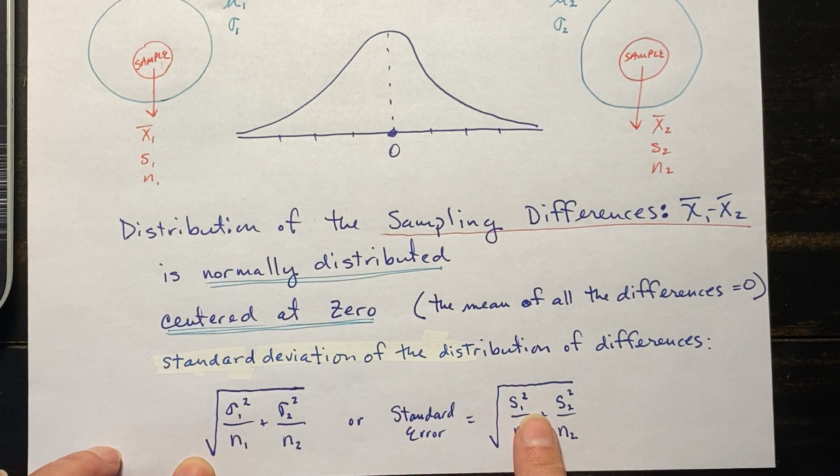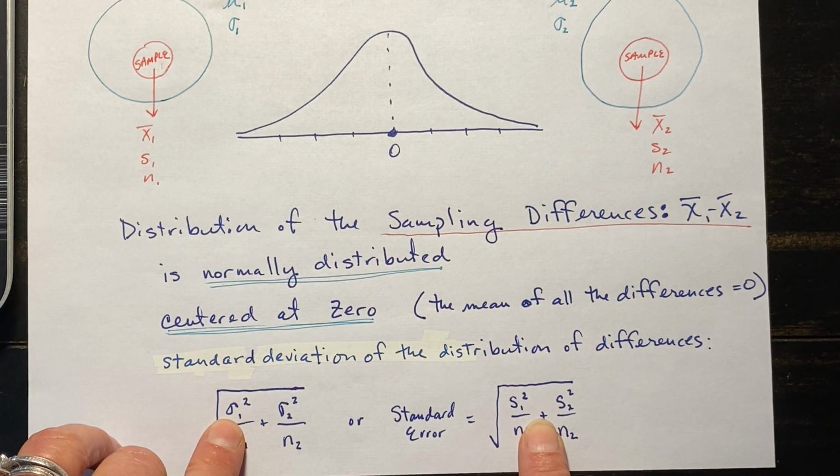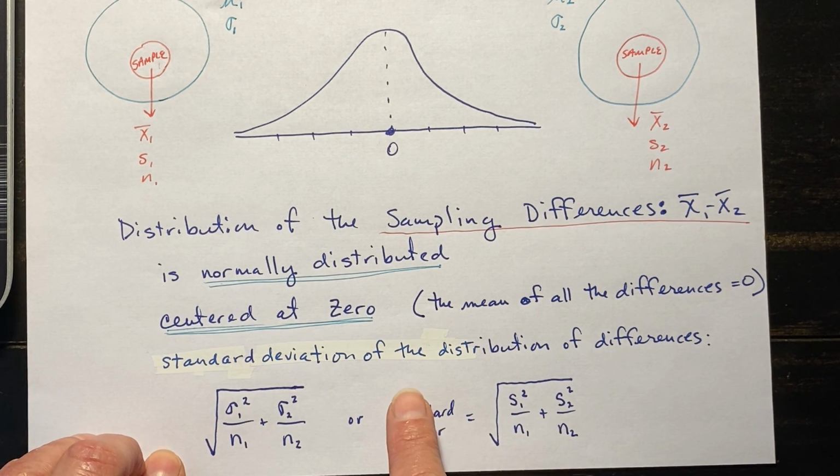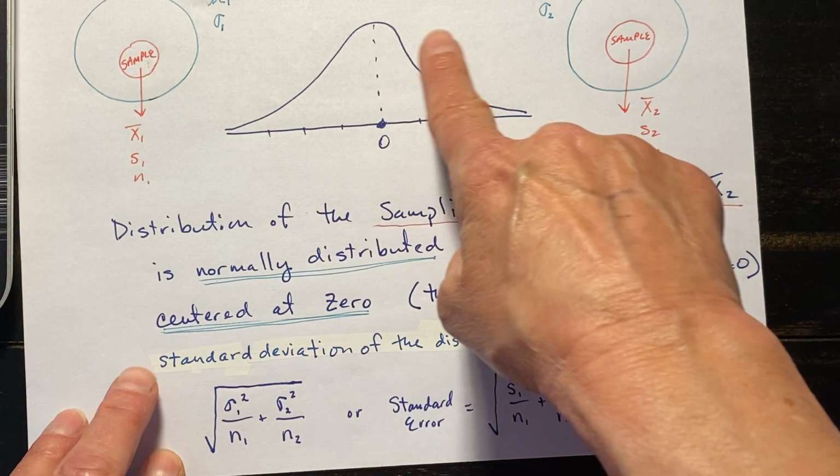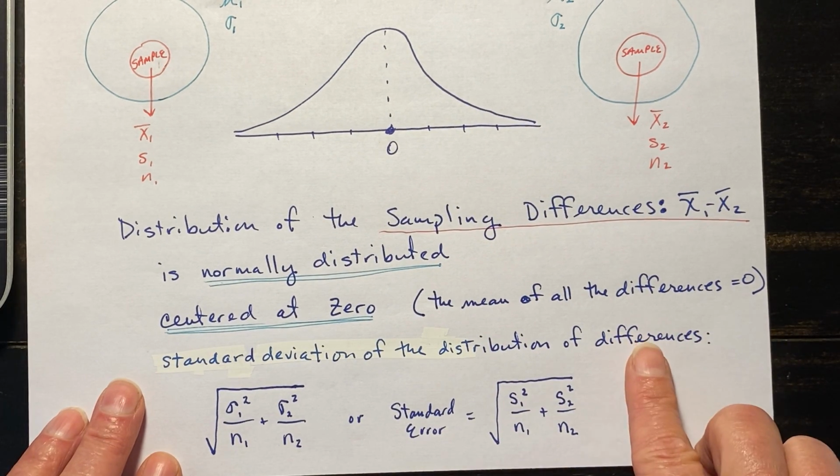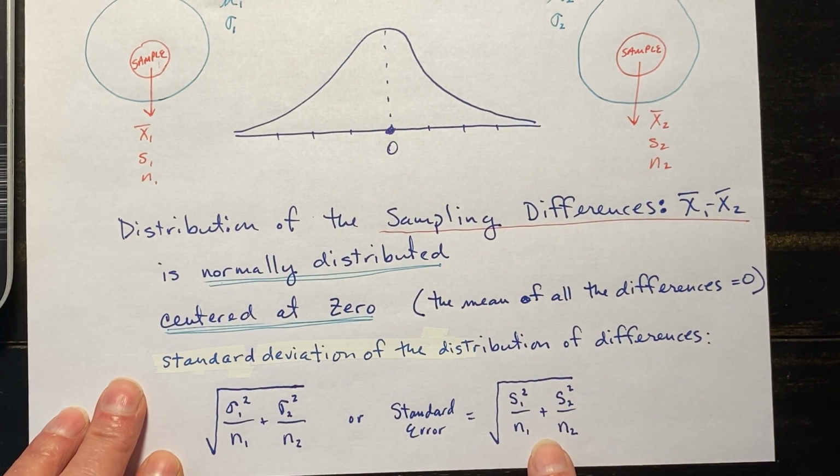Again, normally we don't know the standard deviation of the population, so when we substitute the standard deviation of the samples in place of the standard deviations of the populations, we have what we call the standard error. It's a good estimate of the standard deviation of this sampling distribution of differences. We're going to use this maybe once, but our applets will calculate this for us most of the time.